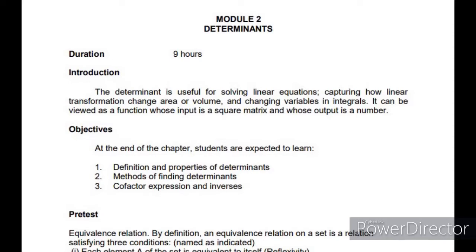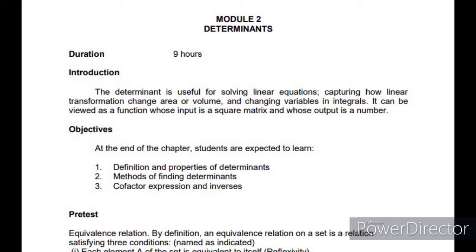So, determinants can be viewed as a function whose input is a square matrix and whose output is a number. Later on, you will know why it has an input of a square matrix and has an output of a number. And now for the objectives.